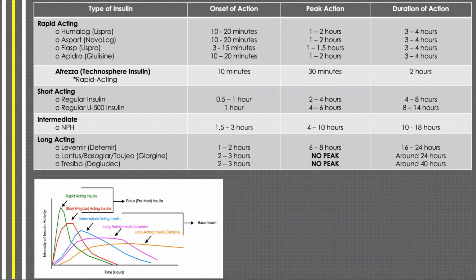It does have a peak a bit later as well at 2 to 4 hours, and we can see it does last a bit longer in the system. So when using this type of insulin, there's a higher risk of hypoglycemia. We should note, however, that when a patient's admitted with diabetic ketoacidosis in the emergency department, regular insulin is the only type of insulin that can be administered intravenously. So this is the type of insulin they will use.